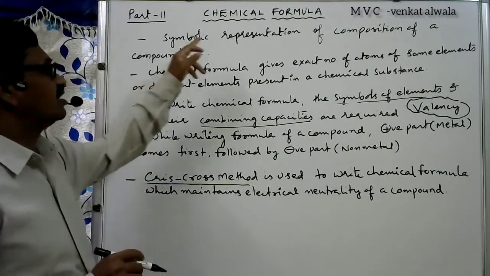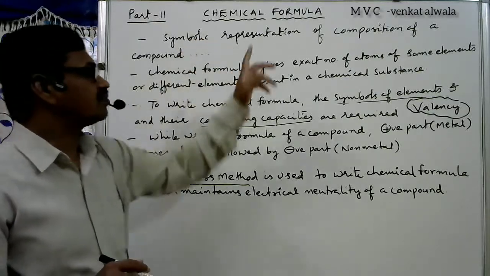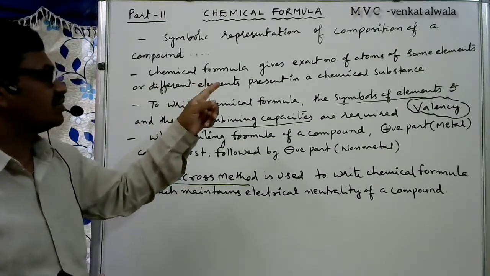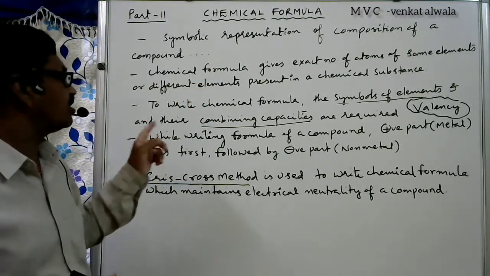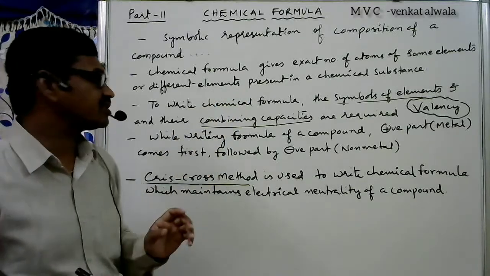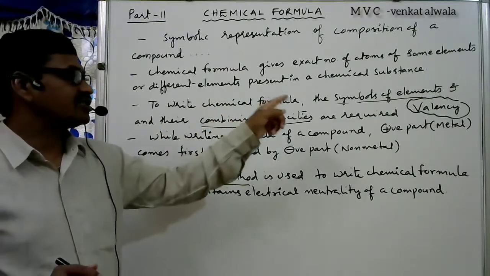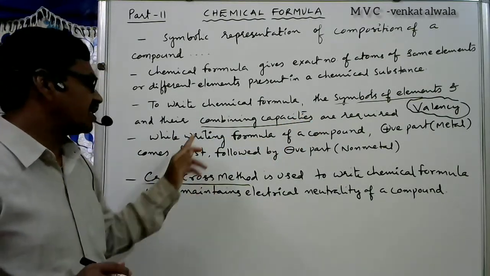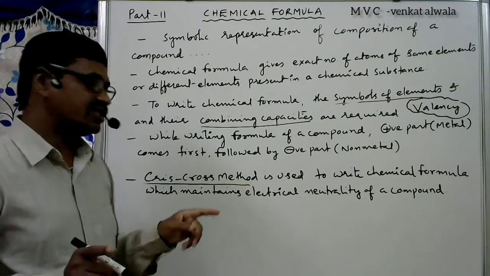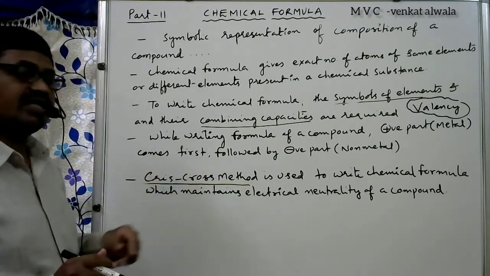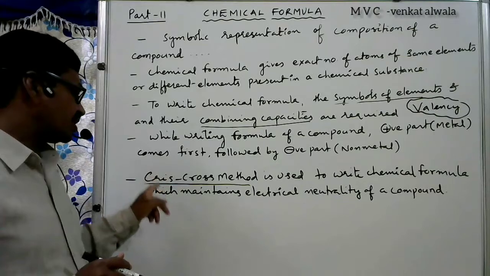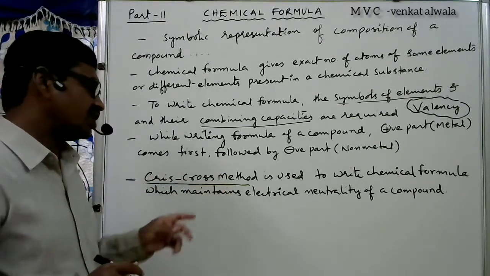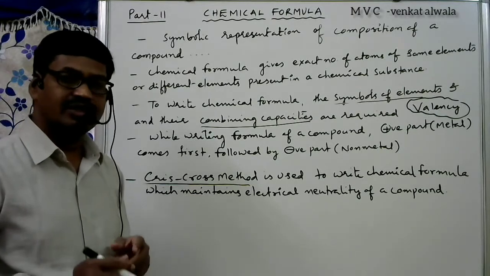So these are the requirements. One more time reading. A chemical formula means a symbolic representation of the composition of a compound, and a chemical formula gives the exact number of atoms of the same element or different elements present in a chemical substance. Then to write a chemical formula, the symbols of elements and their combining capacities, means valencies, are required. So while writing the formula of a compound, the positive part, that is metal, comes first, followed by the negative part, that is non-metal. And the crisscross method is used to write the chemical formula, by which we get electrical neutrality for that particular compound.